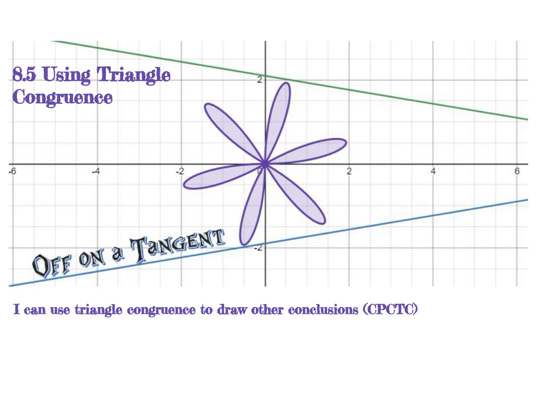Hello and welcome. Now that we have established how to prove that two triangles are congruent, we're going to talk about why that is helpful. 8.5 is about using triangle congruency. Our objective in this lesson is that we can use triangle congruence to draw other conclusions, to show that two angles are congruent or two sides are congruent. So let's go ahead and jump in.